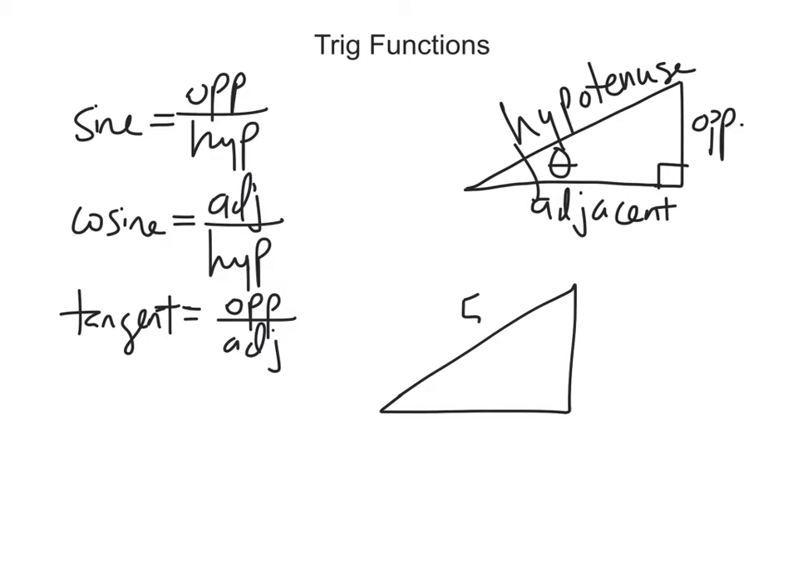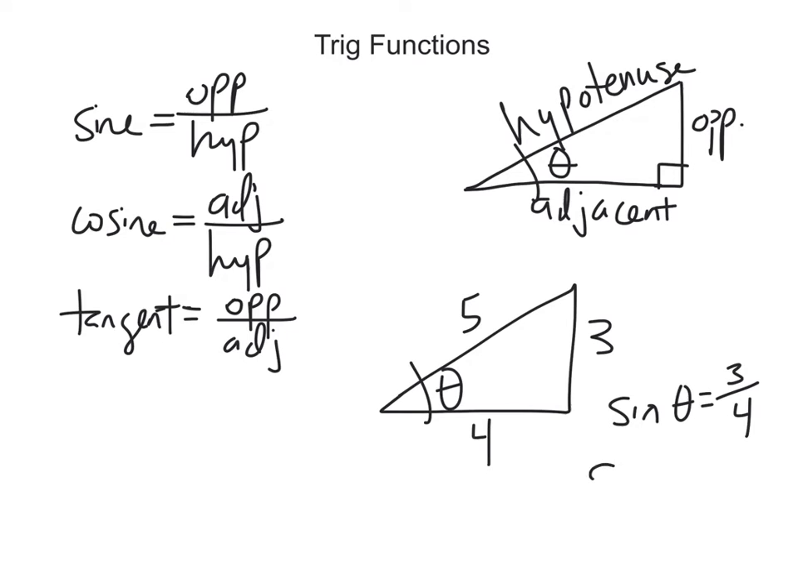If this is 5 and this is 3 and this is 4, then this is my angle. Then I would say the sine of my angle is opposite over hypotenuse. So the sine of my angle would be 3/5, and that'll give you a ratio of 3/5.